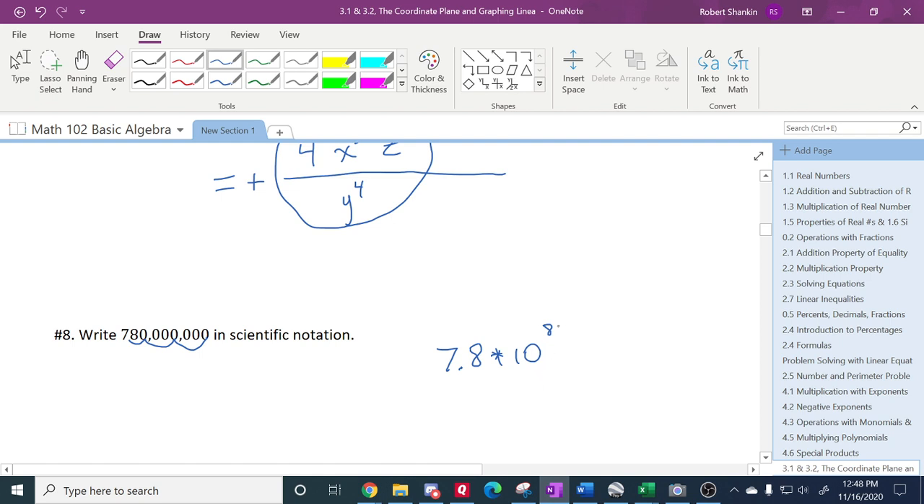And then I check, did I put the right sign on that? Was it supposed to be positive? Yeah, when you multiply 7.8 times 10 to the positive 8, it makes it bigger, it makes it look like that.